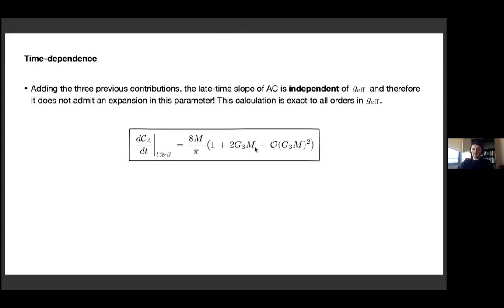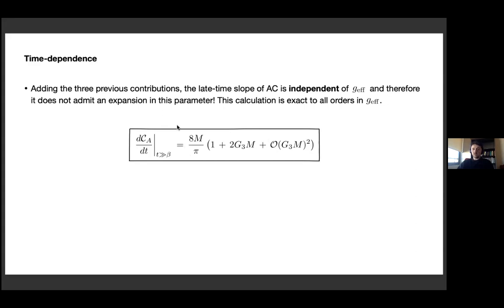So remember that this is a different expansion to the one for volume. In the one for volume, we were expanding in the effective coupling, and we were finding the next two leading order terms. Whereas here, what I'm saying is that all the terms when you expand in the effective coupling are zero, except for the leading term, which is of order G effective to the zero, and this term gives you this function of the mass.